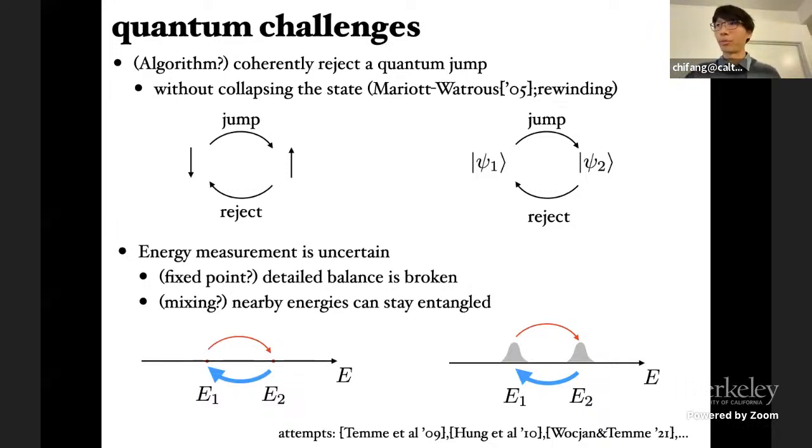Okay, so if you have worked with Markov chains, we really, really love detailed balance. It has so many nice properties. Now if detailed balance is broken, how do you even know the fixed point is the correct one? And second, that's more of a second-step issue, how do you think about mixing in these contexts? It seems that it has to be intrinsically quantum, because now nearby energy states could just stay entangled and move around, because your energy measurement does not disentangle the nearby energy states.